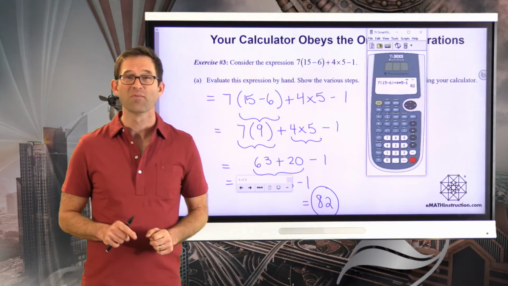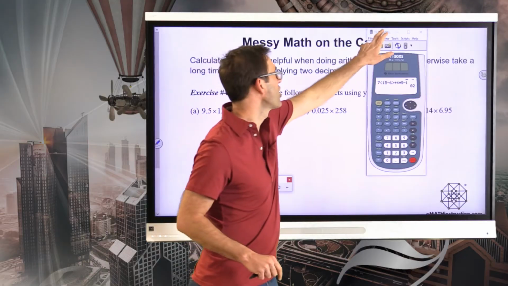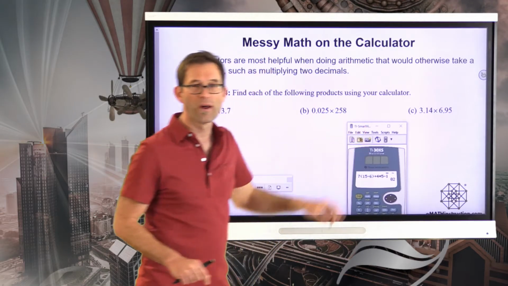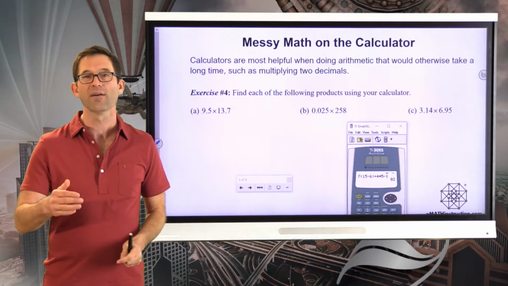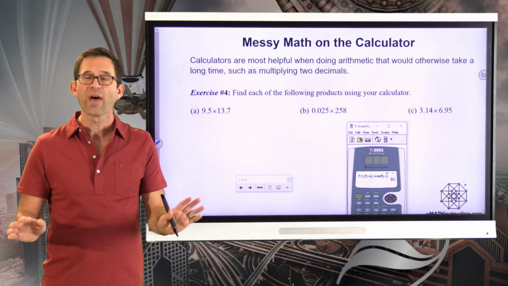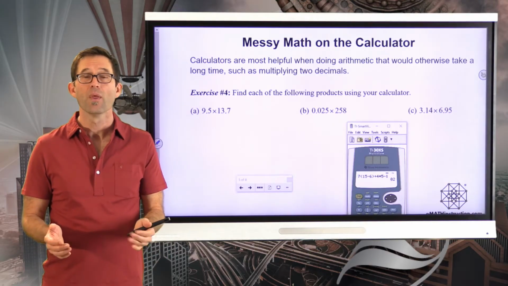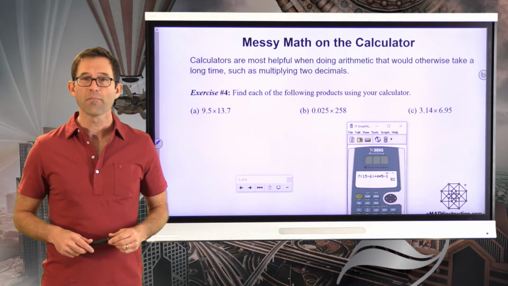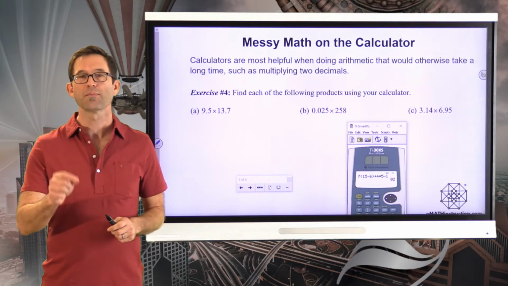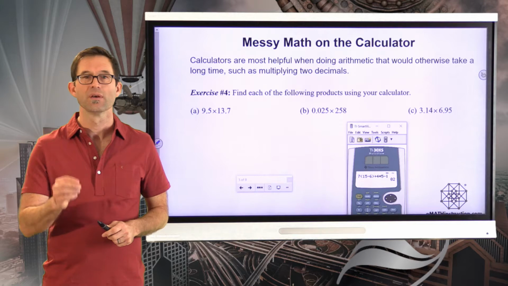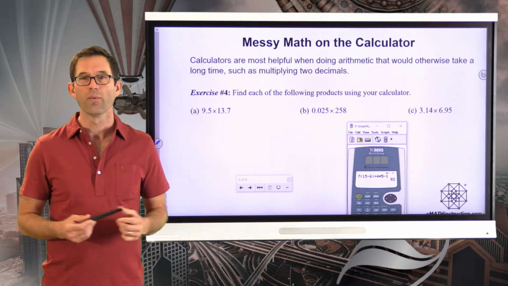All right, let's keep going. Do some more work with the calculator. Here we are, messy math on the calculator. You bet, right? Where the calculator should be really helpful for us isn't something like 7 times 5. Things like that, we should just know, oh yeah, 7 times 5 is 35, right? But where the calculator is particularly powerful is when we have messy math to do, especially involving things like decimals and fractions. So let's take a look at exercise 4 and see what we can do with the calculator.